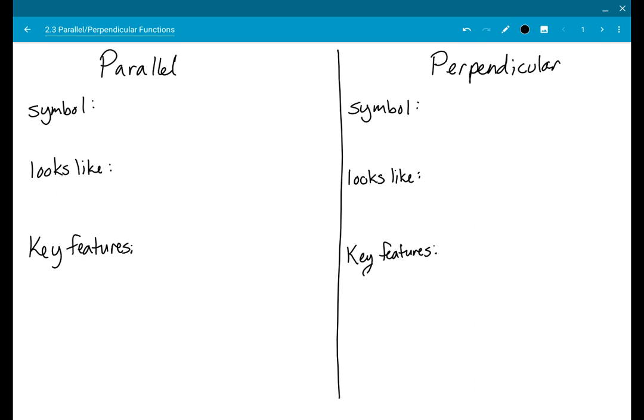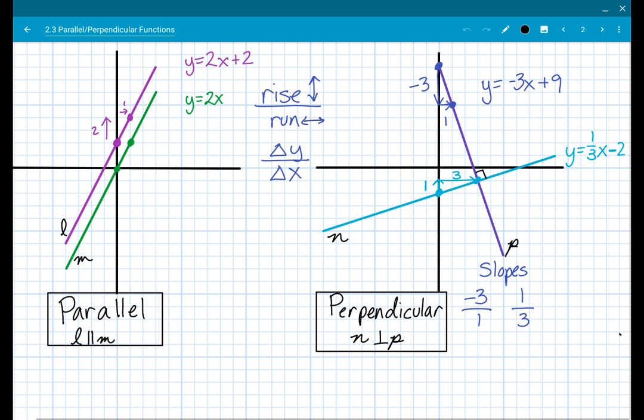For today's notes, I'd like you to set up your paper similar to this. So one side for parallel, one side for perpendicular lines, and we're going to make notes on the symbols, what they look like, and key features. Here's an example of parallel lines and a set of perpendicular lines.